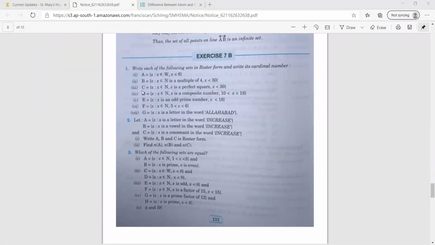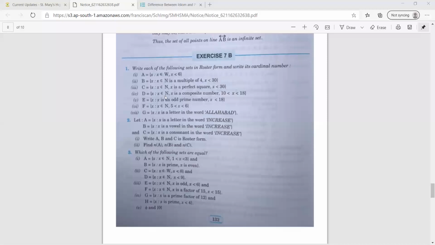Next, and cardinal number also, of course. Then set C, N means it's a natural number. It is a perfect square and less than 30. So all the perfect squares that are less than 30.